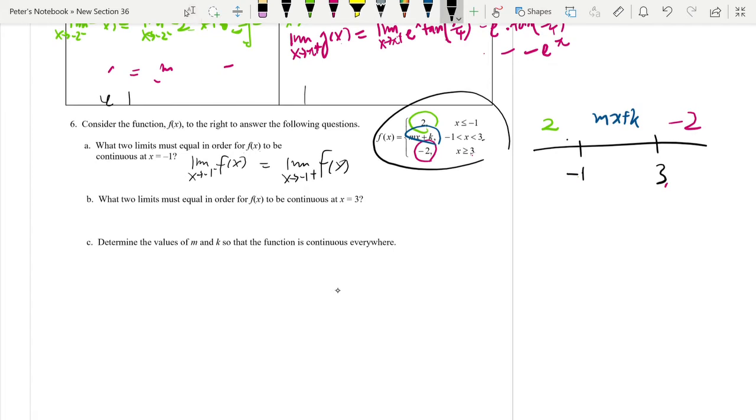B asks, what two limits must equal in order for f of x to be continuous at x equals to 3? So that means similar. You're going to say limit of f of x as x approaches 3 from left-hand side should equal to limit of f of x as x approaches 3 from right-hand side. So based on this, that will actually help me figure out what the m and k is.